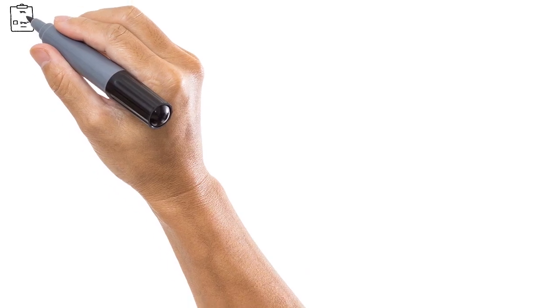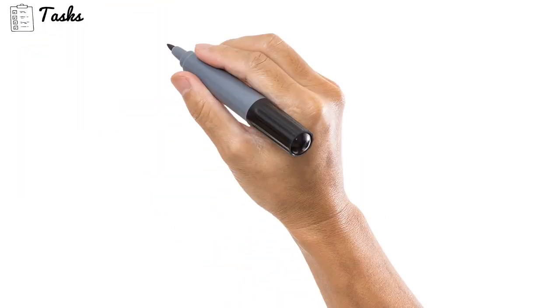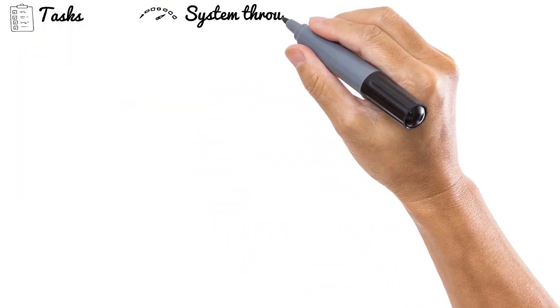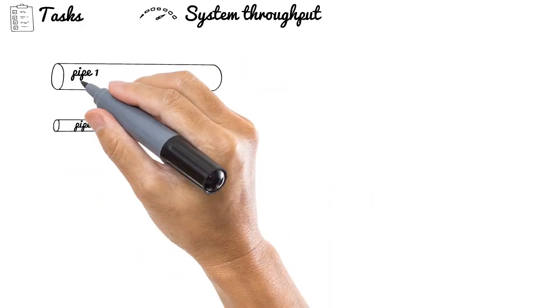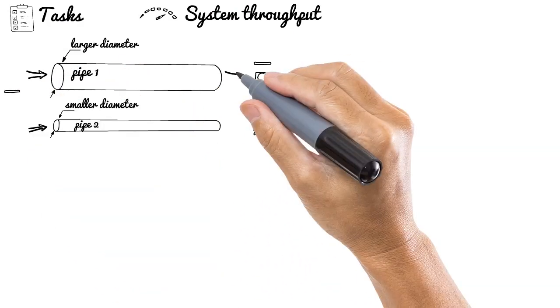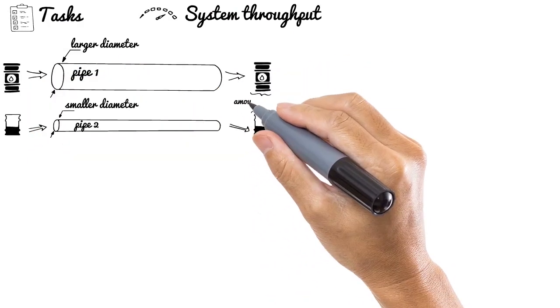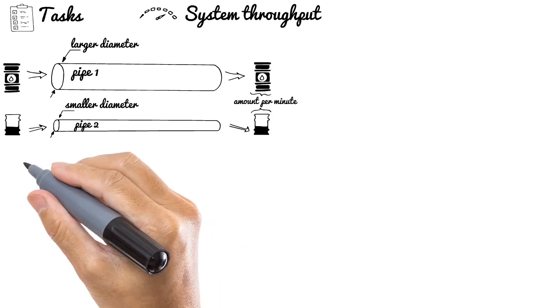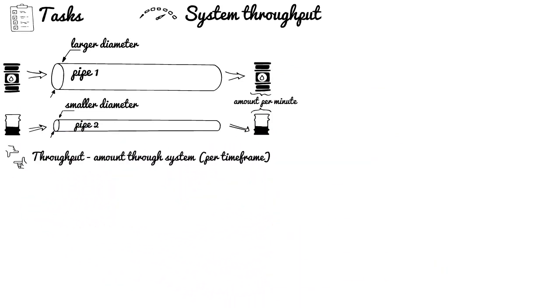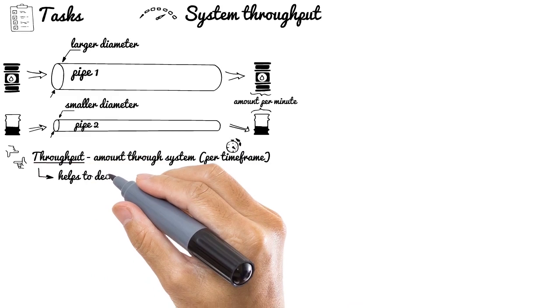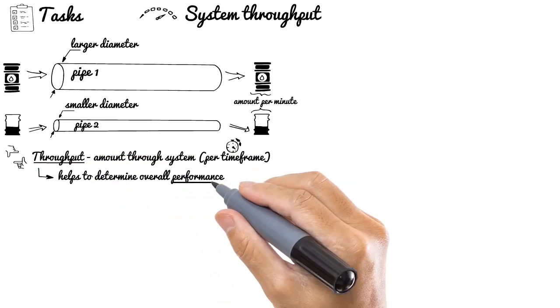There is another group of tasks related to, let me call it, system throughput. Let's imagine a pipe with a certain diameter along its entire length. The smaller the diameter, the lower the amount of gas or oil per minute such a pipe can deliver from source to target point. Throughput is a measured amount of something which can go through our system in a certain given time frame. And it can be used to determine overall system performance.